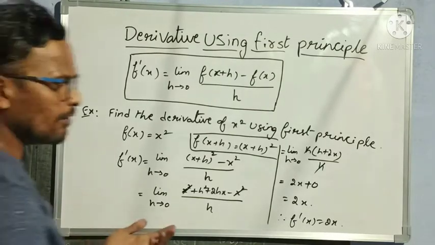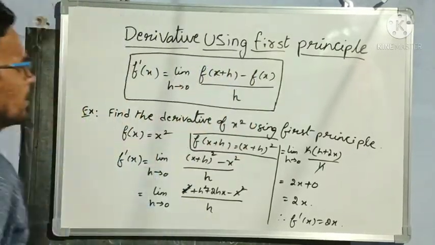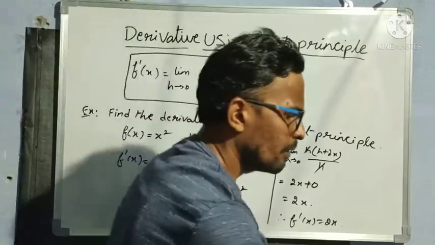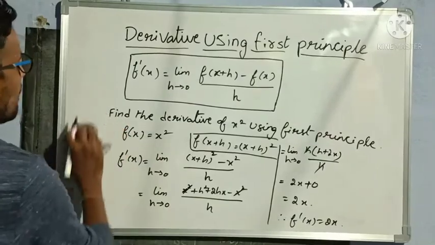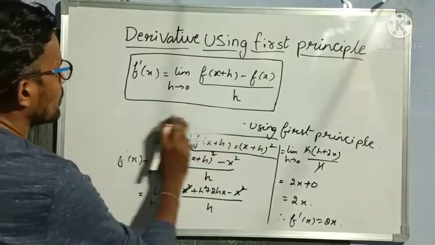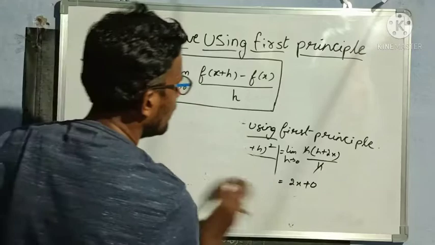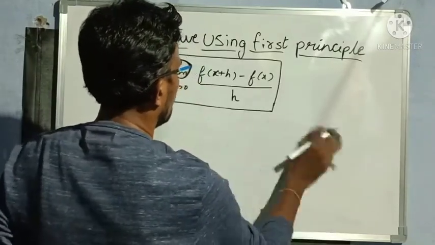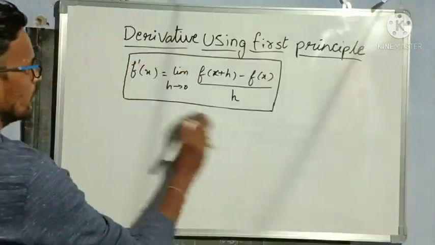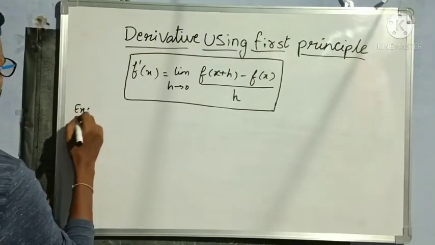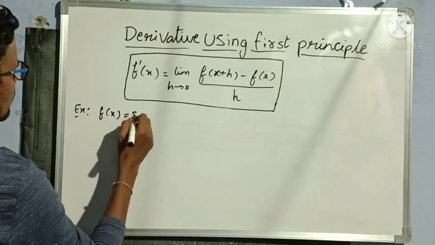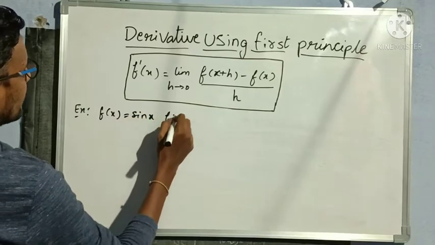Now let us see one more example, that is the derivative of sin x. Let us see how to derive sin x using first principle. The same formula I am using, and I am deriving sin x. Example: f of x is equal to sin x. Find f dash x.